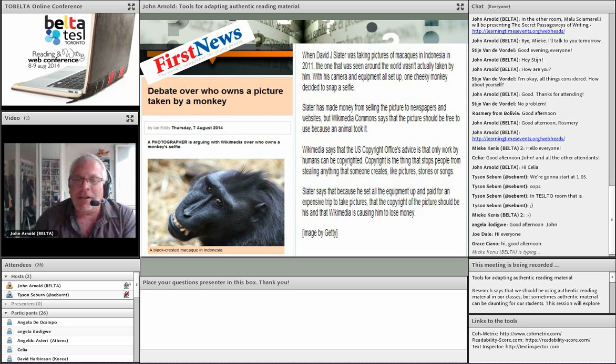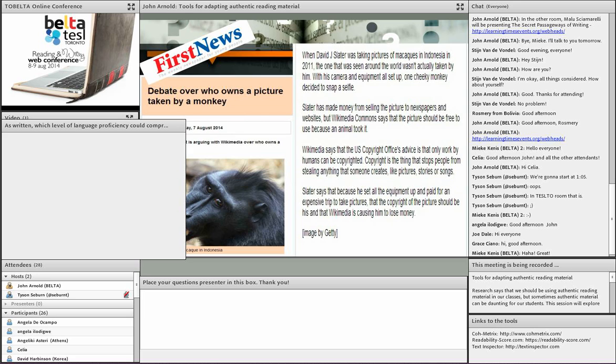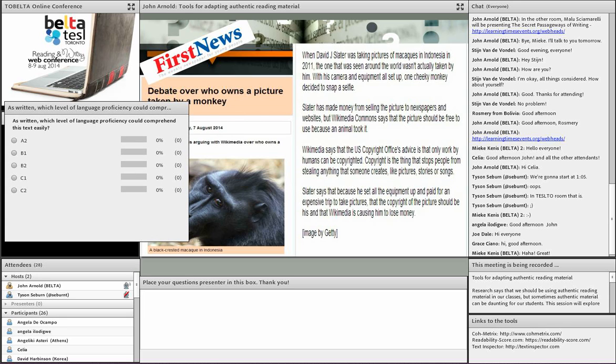So what I'd like you to do is just take a minute and read the text, and I have a little question for you. I'd like you to tell me which level, A2, B1, B2, C1, or C2, do you think this text is written at? Not at what level would you use it with your students, what level do you think it's written at? So if you could just take a minute and vote, I would appreciate that.